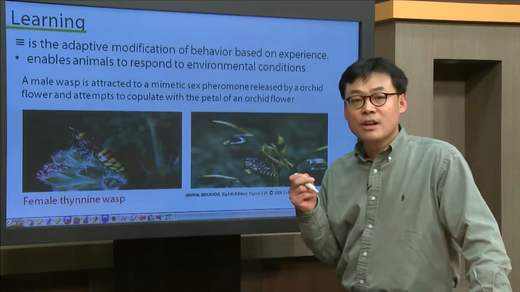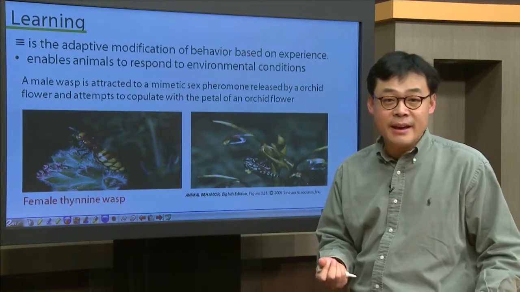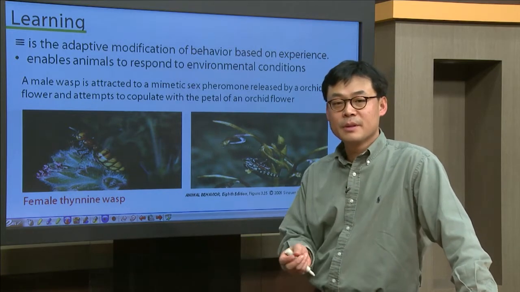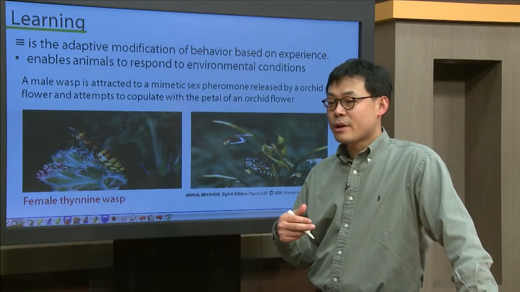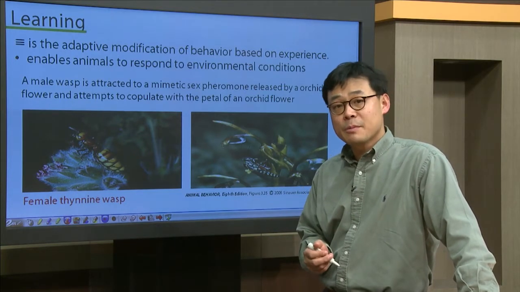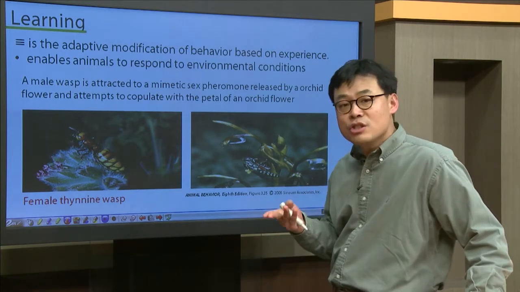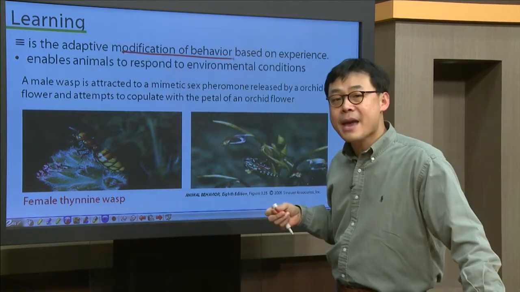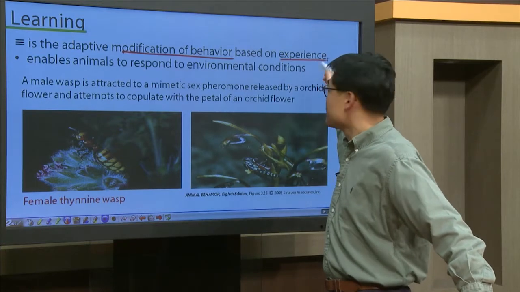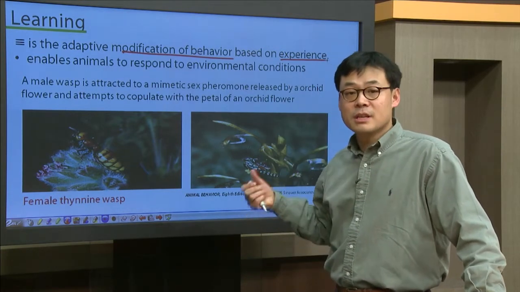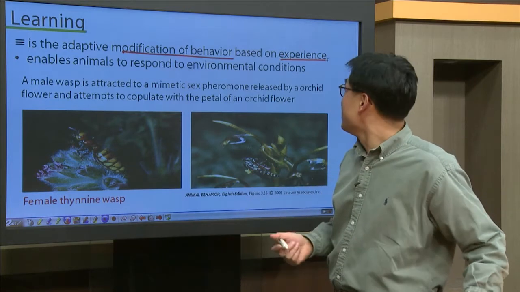So what is learning? We learn every day in class, at home, and in society, so we are quite accustomed to learning. But what is learning exactly? Learning in animal behavior is a change of behavior, but it is based on experience. Experience comes from the environment, which is the environmental stimuli.